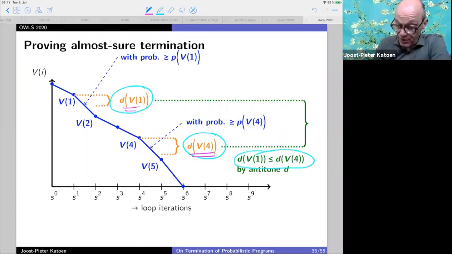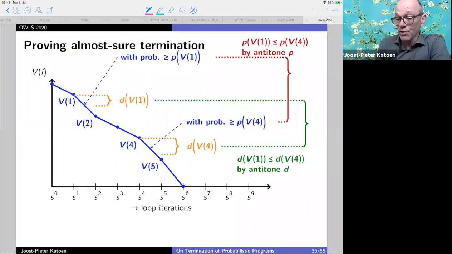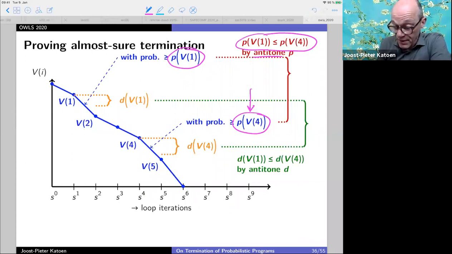In addition, because the probability function is also antitone, if we compare this probability and this probability, this probability is at least the other one. So we have that P of V1 is at least P of V4, because that's antitone. So intuitively, the decrease is increasing when moving in that direction, and the lower bound on the probability that this happens is also increasing when moving to the right.